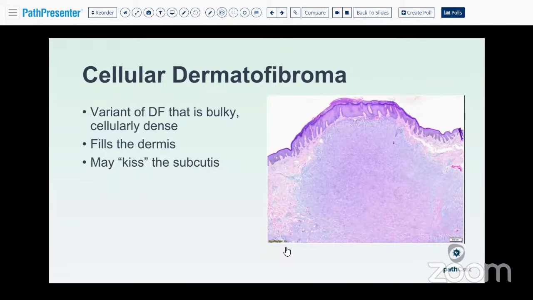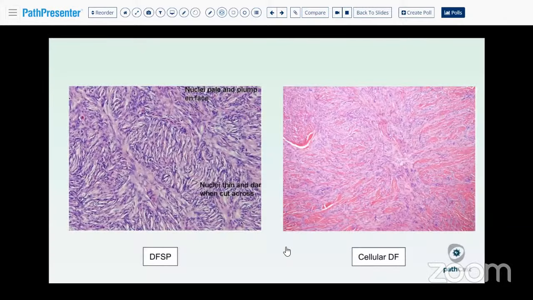So this is a variant of benign dermatofibroma that is bulky and cellularly dense. It tends to fill the dermis and can kiss the subcutis. So it can touch, encroach on the subcutis, but it does not ever dissect into the subcutis the way a DFSP does with the honeycombing. So up close, here we have more of a storiform pattern, although sometimes in a cellular DF, you can get a hint of a storiform pattern as well.